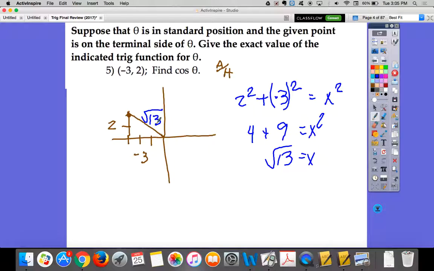Cosine is adjacent over hypotenuse, so that's going to be negative 3 over square root of 13. You must rationalize and make it negative 3 square root of 13 over 13. Can't reduce, so you're done.